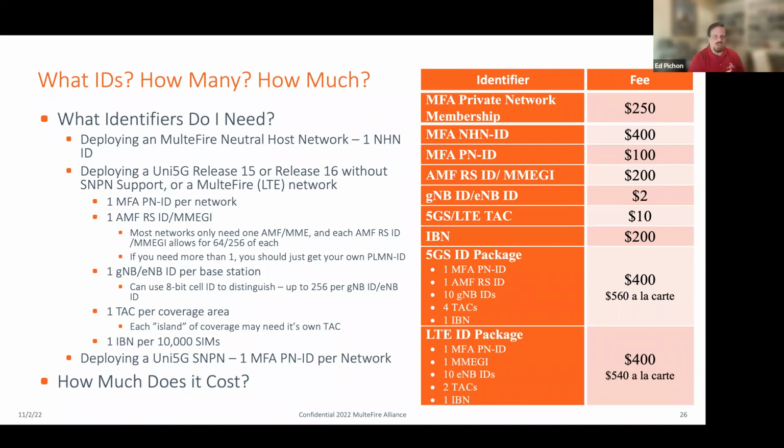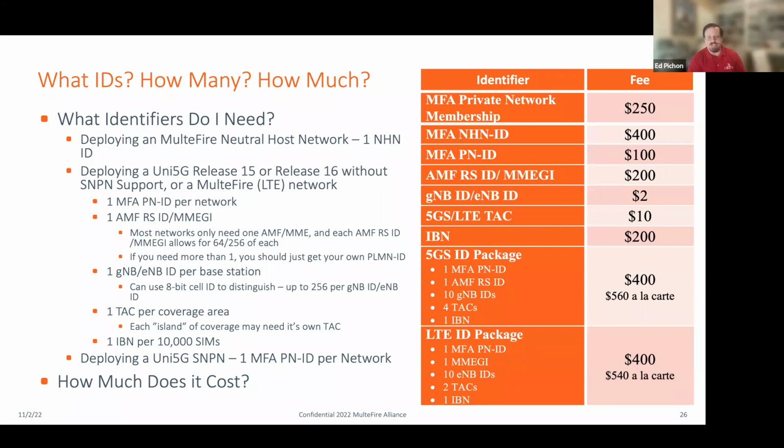In theory, you can use the cell ID to distinguish between different base stations if you want to use that same gNodeB or eNodeB ID for multiple base stations, but it does cause a little additional administrative headache. You have to keep track of which cell IDs you put where. So we just recommend you do one ID per base station to keep it easier.